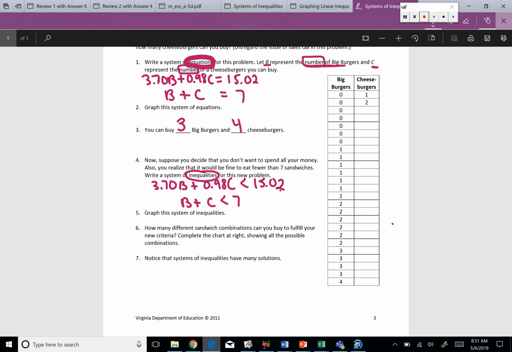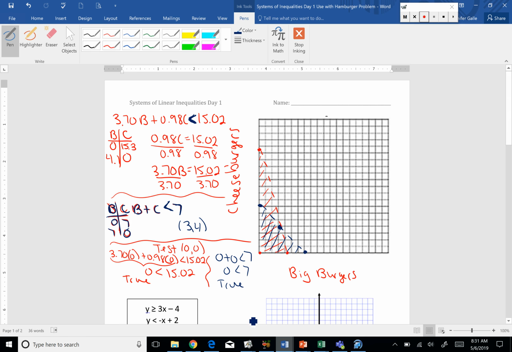So now if you look at your hamburger sheet, if you look at number 6, it says how many different sandwich combinations can you buy to fulfill your new criteria? It says to complete the chart at the right. Now you don't have to do a lot of work. Don't bother trying to substitute in and all those kinds of things. Let's take a look at our graph. We shade solutions. So my question to you is, where are the solutions or the ordered pairs that will make both of our inequalities true? Where's that area on my graph?